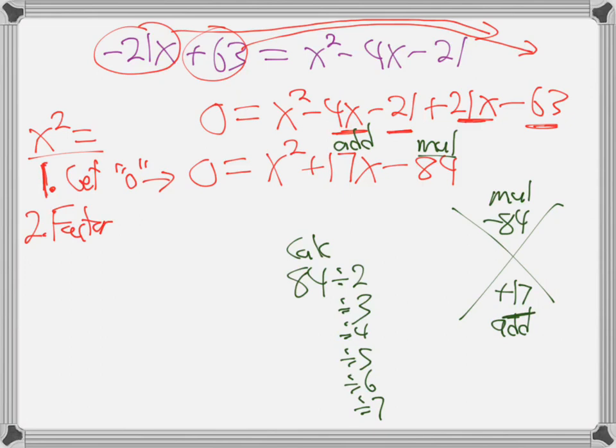So if you divide by 2, 84 divided by 2 would be 42. Ask yourself, can 2 and 42 somehow make the 17? No way. Divide by 3, what's that, 28? Can 3 and 28 make 17? No way. Divide by 4, 21. Can 4 and 21 make 17? Yeah. They can subtract to be 17, can't they?